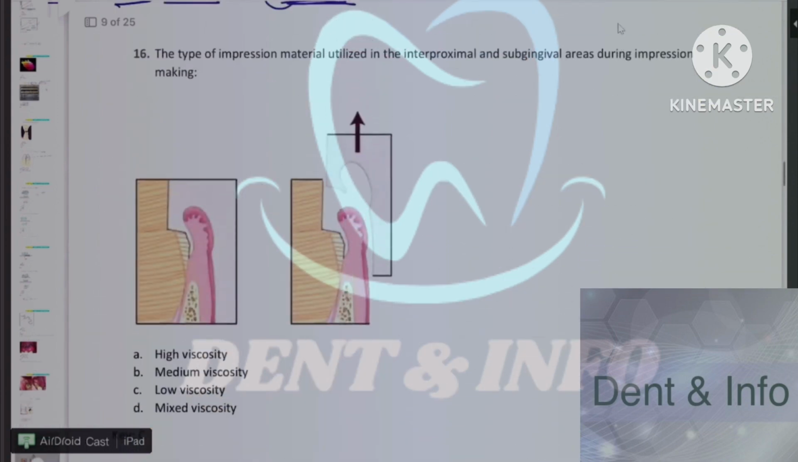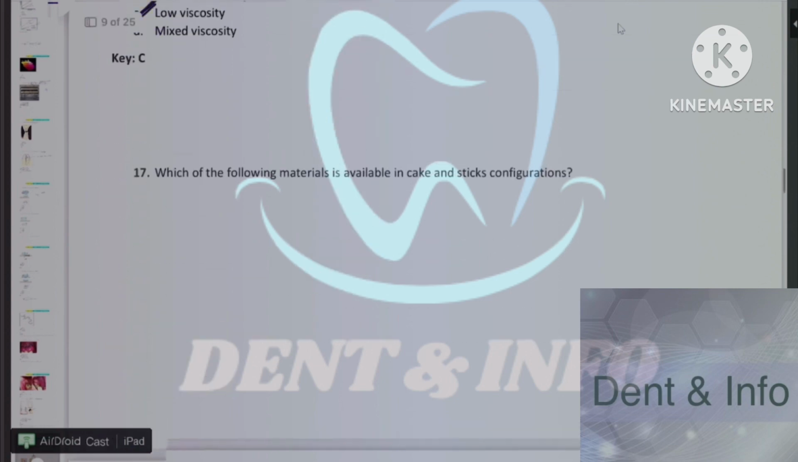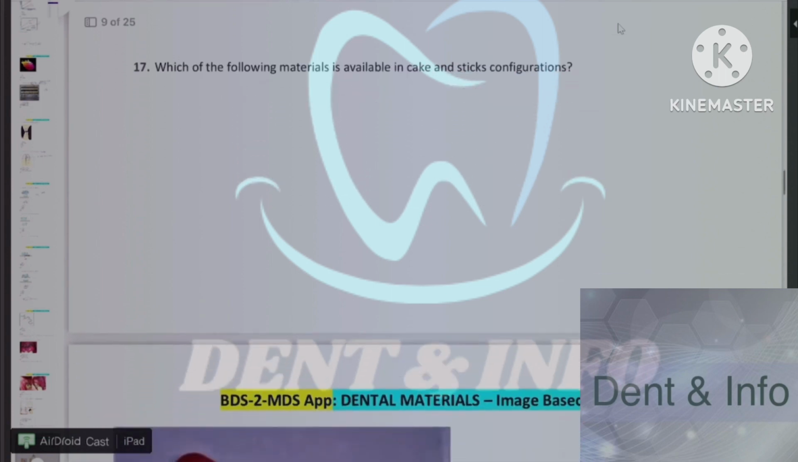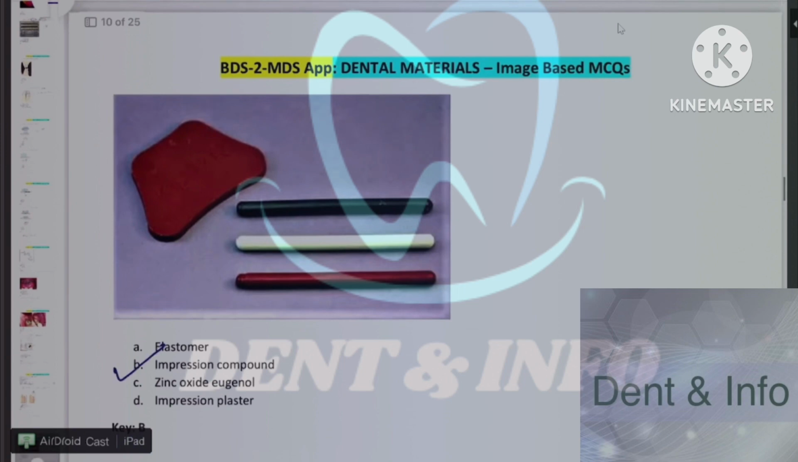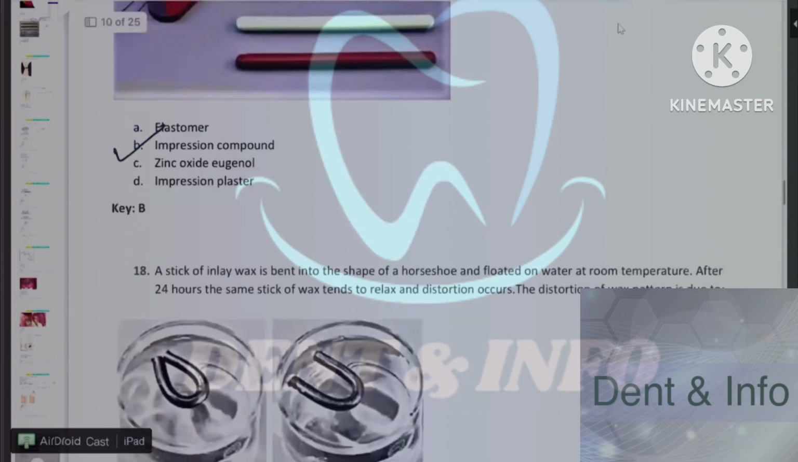The type of impression material utilized in the interproximal and subgingival areas, a material which can flow into the gingival sulcus during the impression, has to be low viscosity. Okay, how will it go into the sulcus otherwise? Which of the following materials is available in cake and stick configuration? Impression compound, easily identifiable, like medium fusing, low fusing.